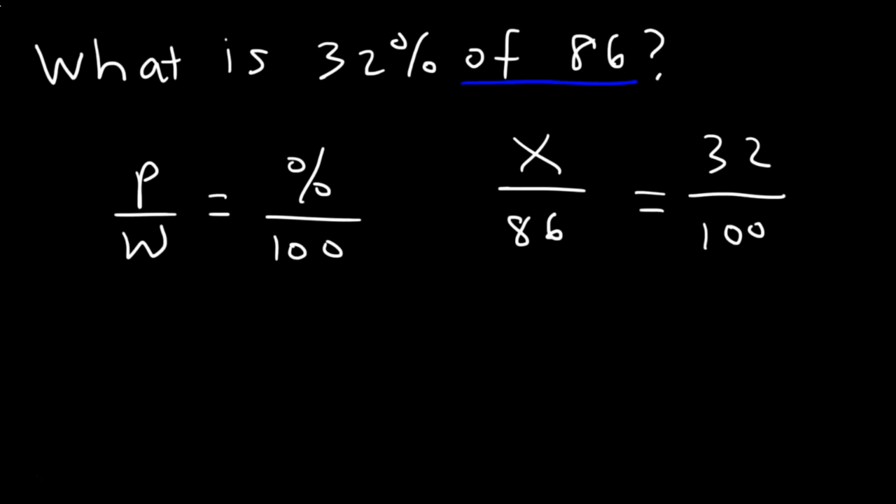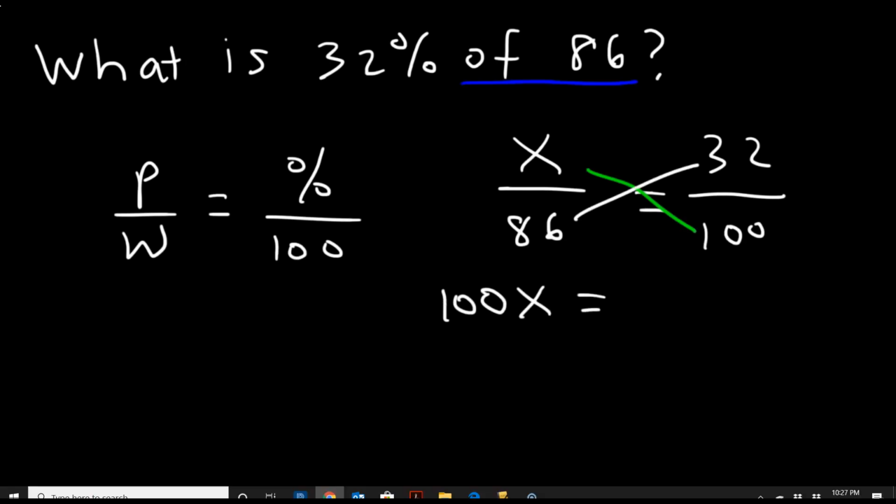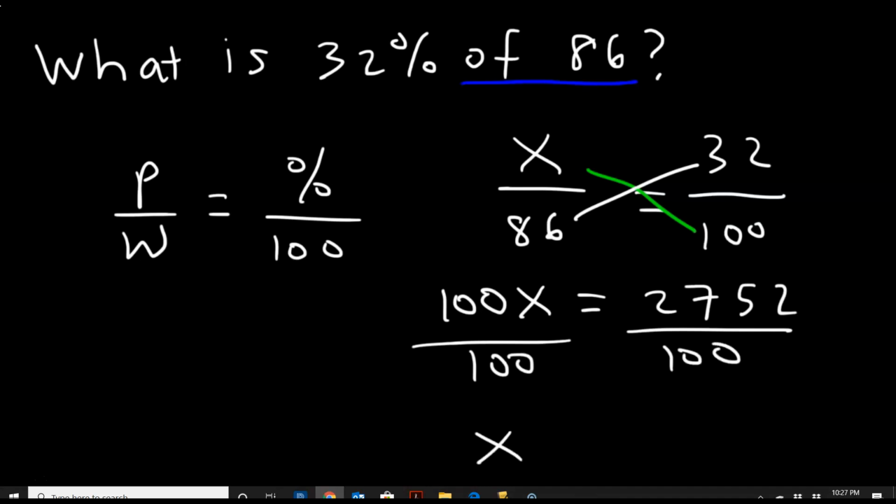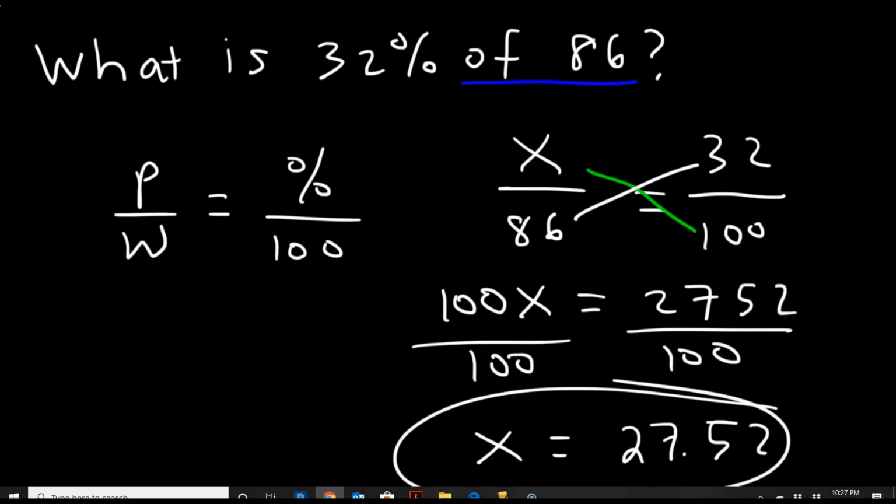And now we just got to cross multiply. So X times 100 is 100X, and 86 times 32, let's find the value for that, that's going to be 2752. So all we got to do is divide 2752 by 100, and that's equal to 27.52. So 27.52 is 32% of 86, and that's the answer.